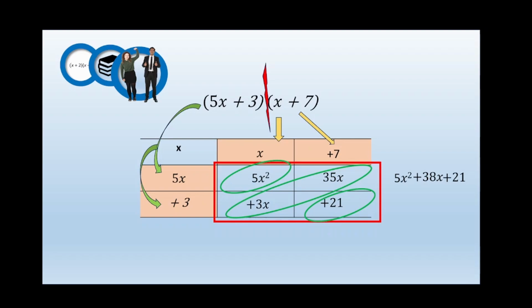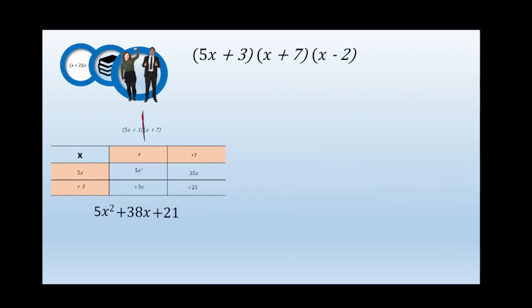So just making a note here, we did 5x plus 3, x plus 7, and that's sort of the end of the video, but here's the extension piece coming up. So I've copied all of this onto my next slide, and you'll see that I'm now doing a triple bracket, but we have already done the 5x plus 3, x plus 7 bit, and we got that answer.